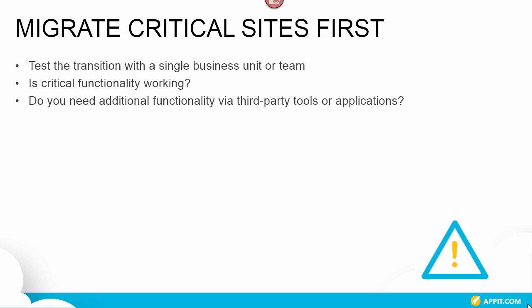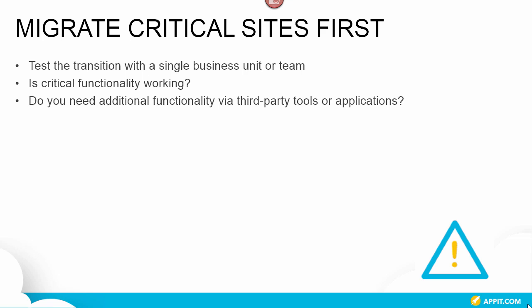Don't just take all of your critical SharePoint sites and move them all at the same time. You want to do this one at a time so that you can make sure that all of the functionality is working properly before you move on to the next thing. So once you've picked that single business unit or team to look at, you want to make sure that you are absolutely clear on exactly what the functionality is that is critical in this particular team's SharePoint site.